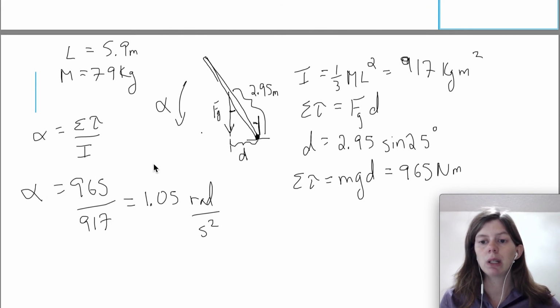So hopefully you see the relationship between this form of Newton's second law and the linear form. Instead of finding the net force that causes an acceleration, we have to find the net torque that causes an angular acceleration. And in the problems we're going to do in this class, we're going to limit our problems to just one force causing that net torque. If there were more than one force, then you just have to add up all of those torques together.